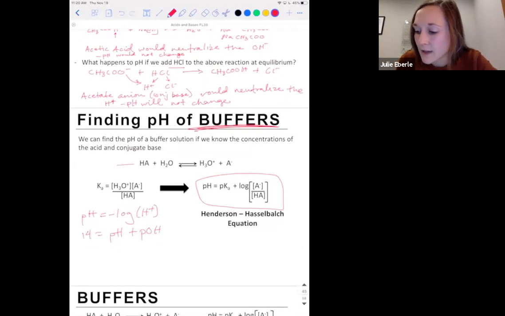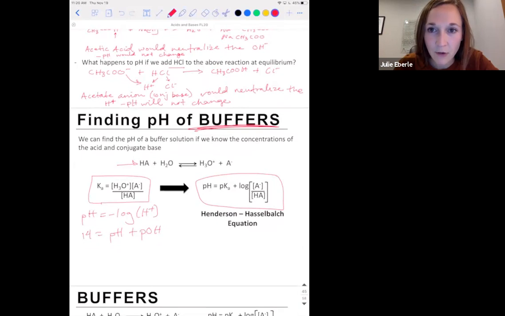So say we have some weak acid here. We know we can write an equilibrium expression for that acid. Okay, it's actually shown right here. Ka equals products over reactants. We walked through how to do that on Tuesday. I'm not going to sit here and derive this equation for you, but the Henderson-Hasselbalch equation is just a fancy derivation of this Ka expression, okay? That's where it comes from.